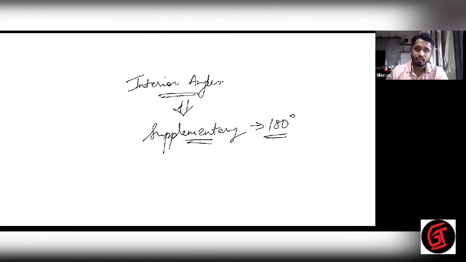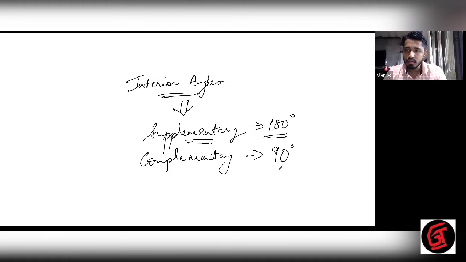On the contrary, the word complementary. Complementary means angles coming together and making an angle of 90 degrees. But complementary you don't have, just for your information. You have only supplementary. So interior angles together form an angle which is equal to 180 degrees.